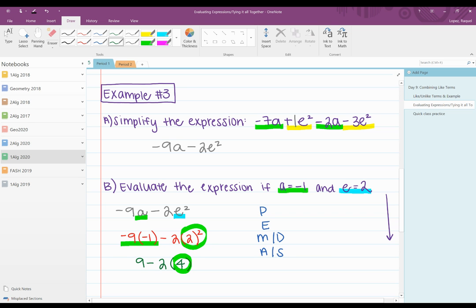And then our final step is just to multiply that 4 by 2. So I really have 9 minus 2 times 4, which is 8. So 9 minus 8 equals 1. And that's our answer. Okay, let's take a look at one last example.